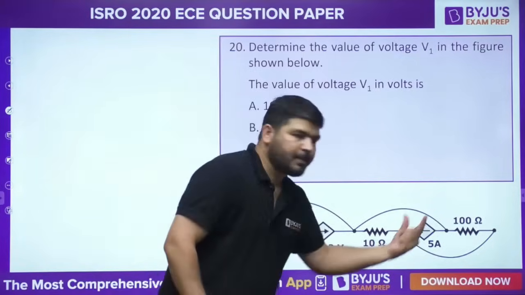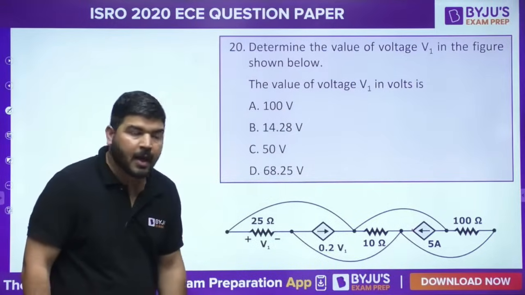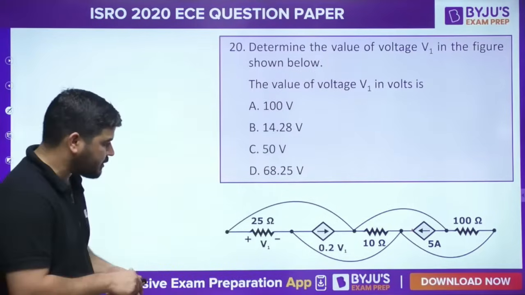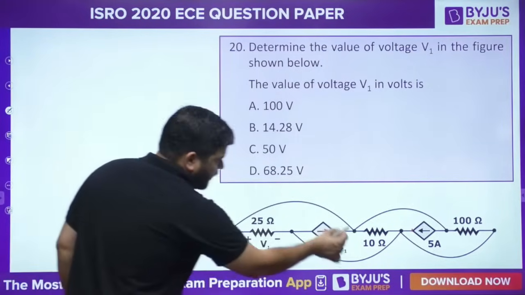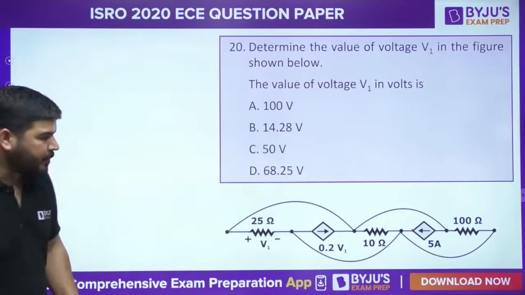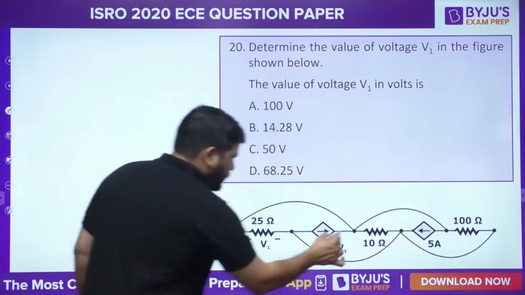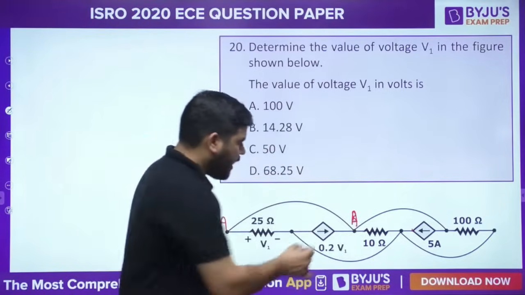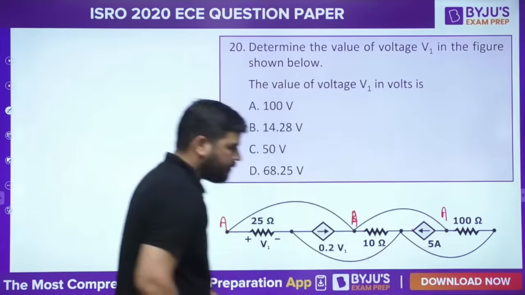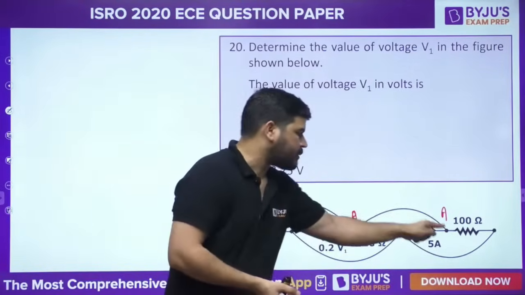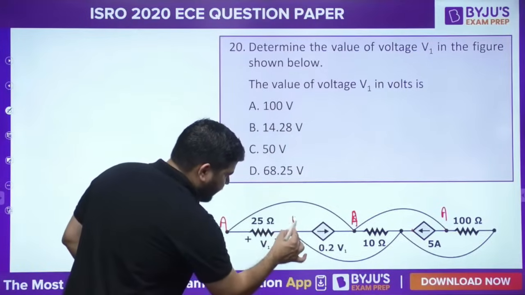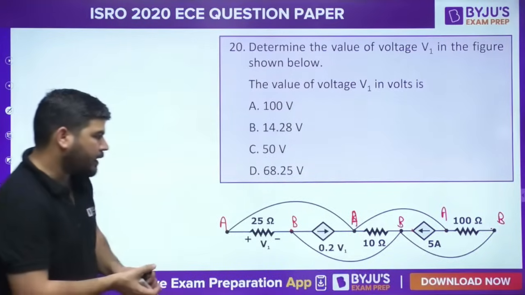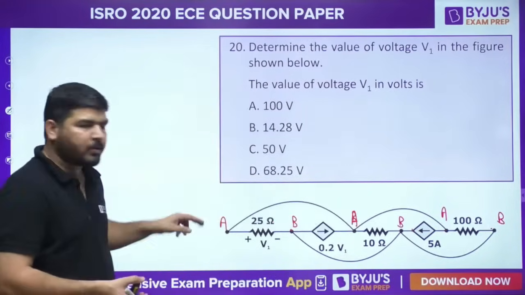If all the sources were dependent, then this answer would be 0. But this is independent, so you'll get this answer. Now how to calculate it? Let's first name the nodes, because we don't know which is parallel and which is series. Let's call this A. This point will also become A because it is shorted from here, and this point will also become A. If I call this point B, this point will also be B and this point will also be B. So I have put the naming on every node.